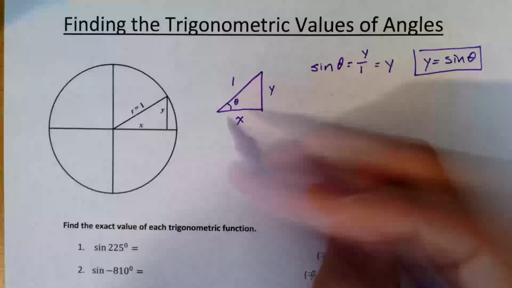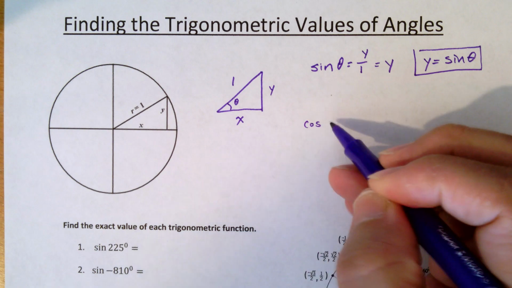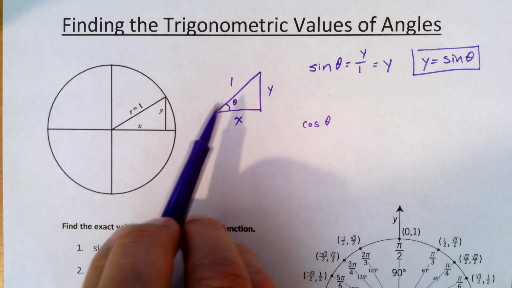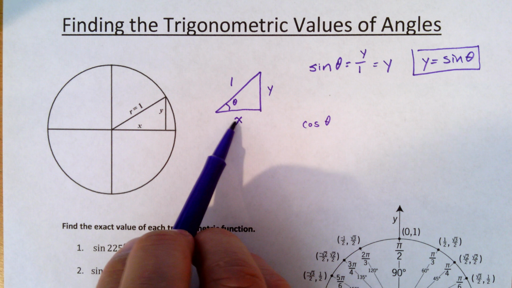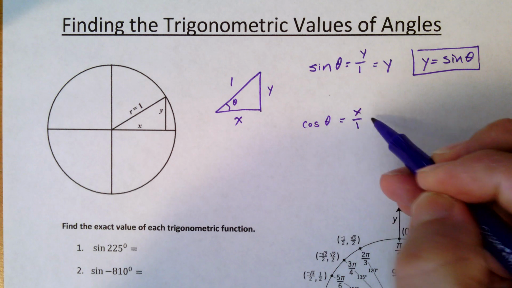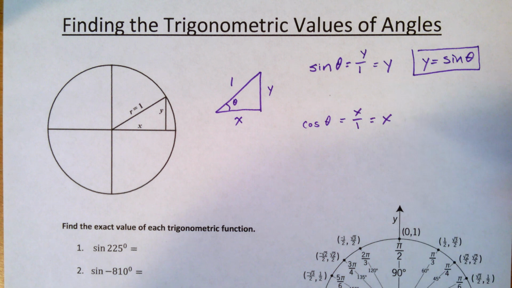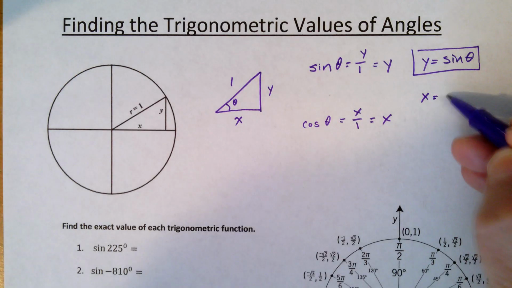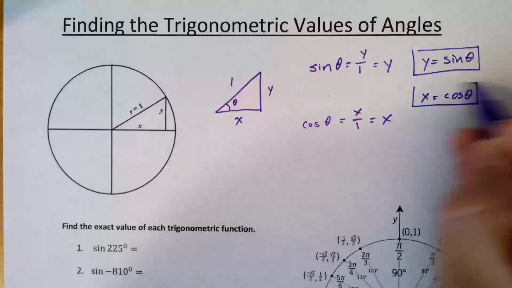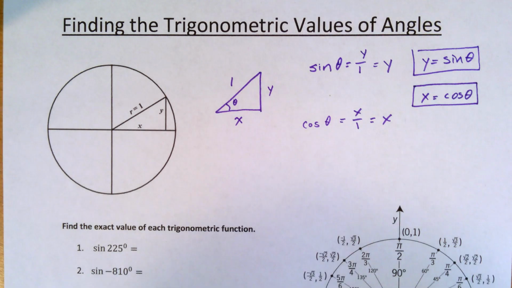But let's say we want to find the cosine of theta. Cosine of theta. Well, cosine would be adjacent over hypotenuse, x over 1. So it's going to be x over 1, which is just equal to x. So in the unit circle, the x value has to do with the cosine values.